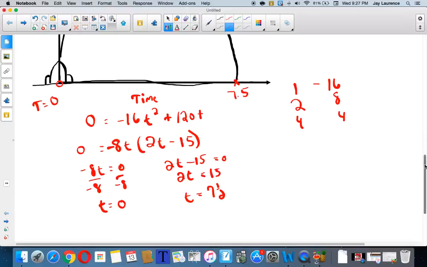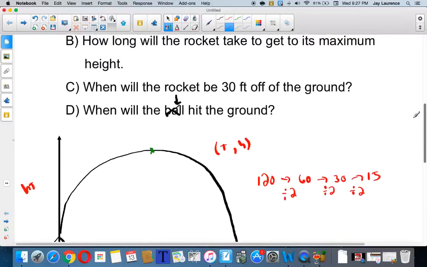So I actually can come up here and say the rocket will hit the ground in 7.5 seconds.